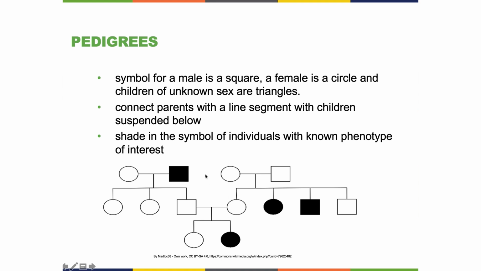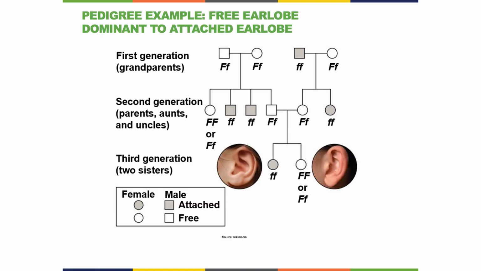Okay? Now, if we have a phenotype of interest, we can shade that in. And most of the time they do this with the homozygous recessive condition because it's easier to track genes through the system if all of these shaded individuals are homozygous recessive. Okay? And so to give you an idea how you'd read one of these, it turns out that free earlobes are dominant to attached earlobes.